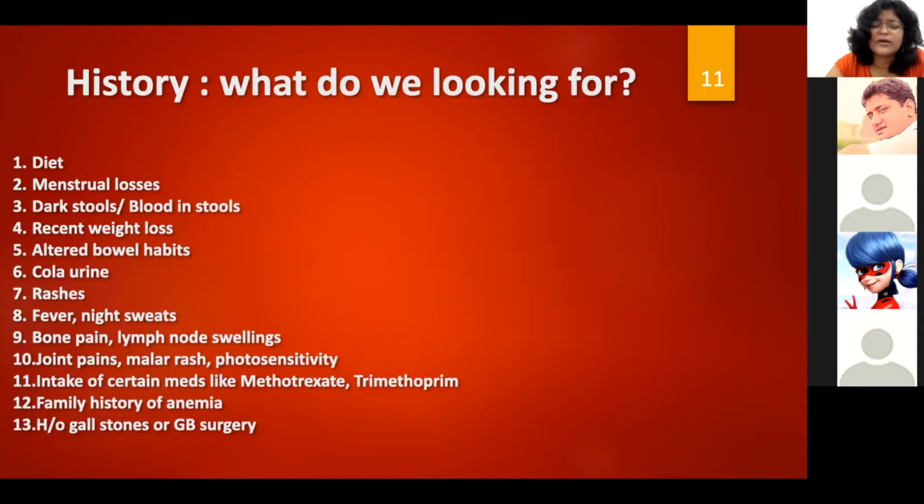History of cola-colored urine. The patient sometimes doesn't complain of it, and we need to actually ask them, have they had a history of cola-colored urine? Because that is indicative of intravascular hemolysis, not extravascular, because hemoglobin and hemosiderin are being released into the urine, and that's why it's cola-colored. If the patient has that, we have to ask if it is particularly present on exposure to cold, or if it's present at night, because paroxysmal nocturnal hemoglobinuria would occur at night, and paroxysmal cold hemoglobinuria would occur on exposure to cold.